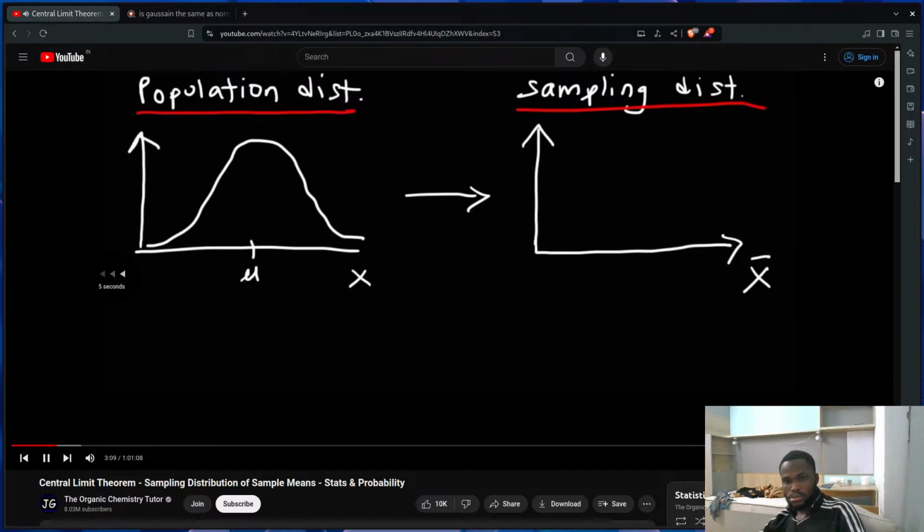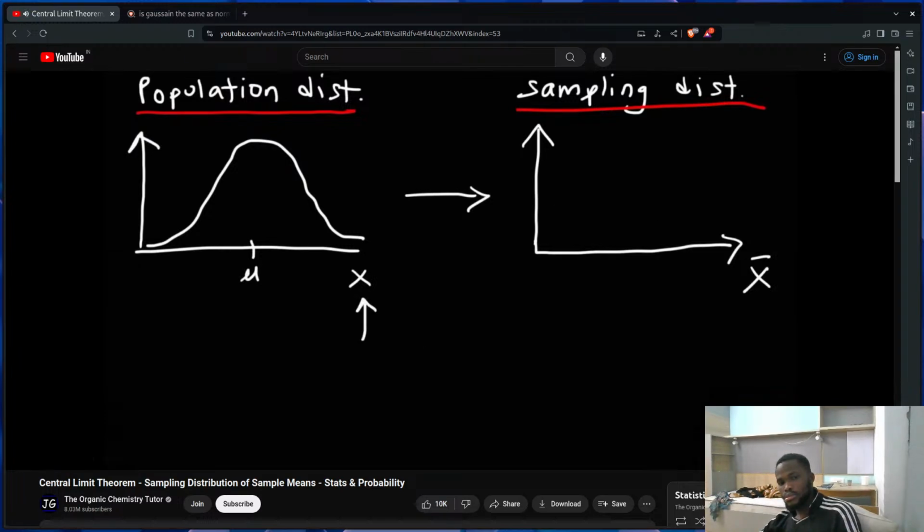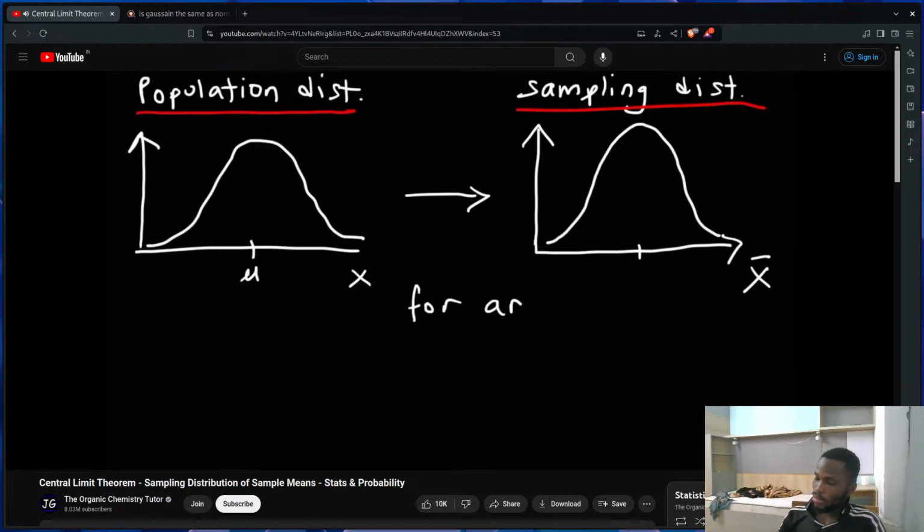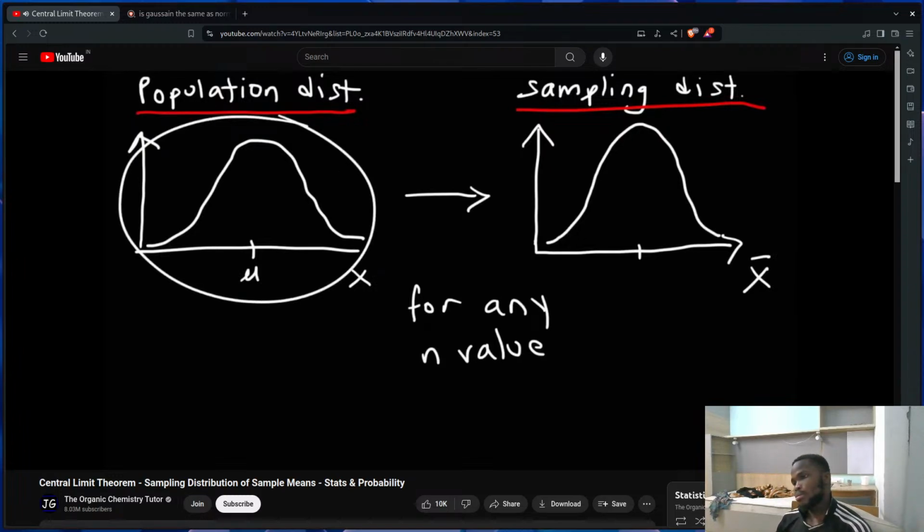Difference between the two on this graph. X represents the individual observation of the population. X bar represents the mean of a sample collected from the population. So make sure you understand the difference between the two. Since the population distribution had the shape of a normal distribution, the sampling distribution will also have the same shape, but for this case, for any n value. The reason why it's for any n value is because the population distribution already has the shape of a normal distribution.